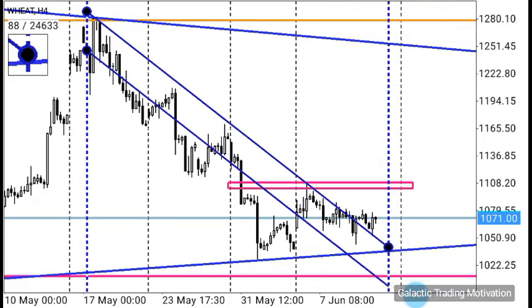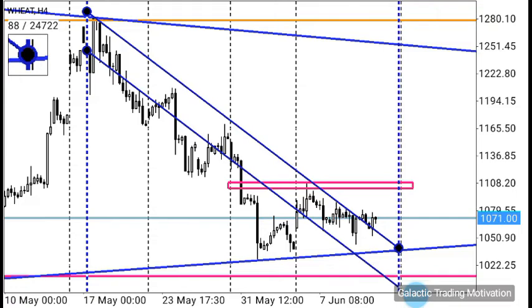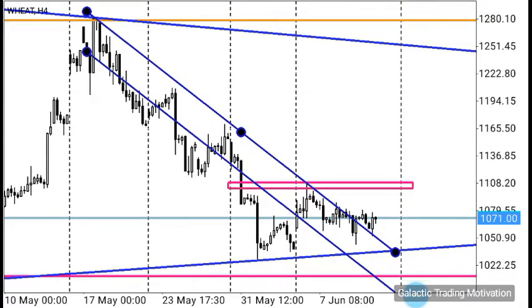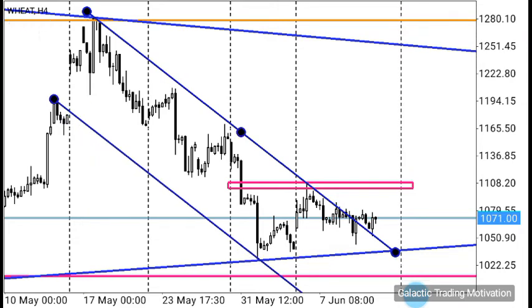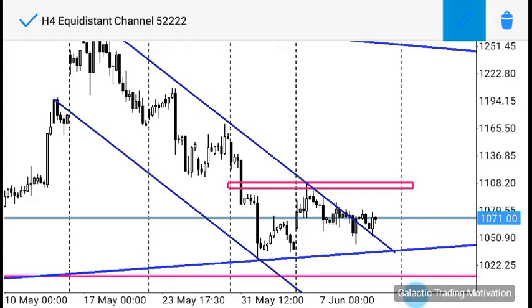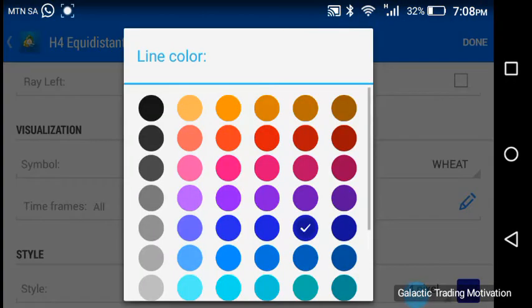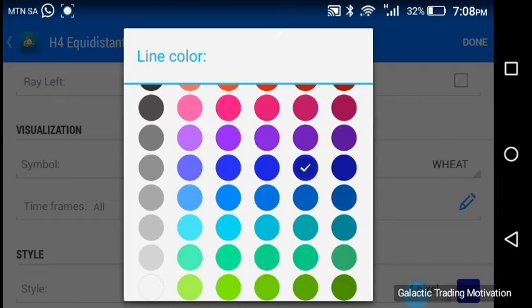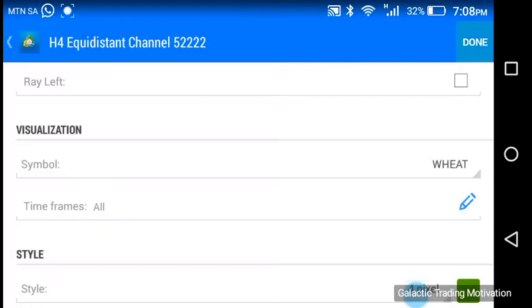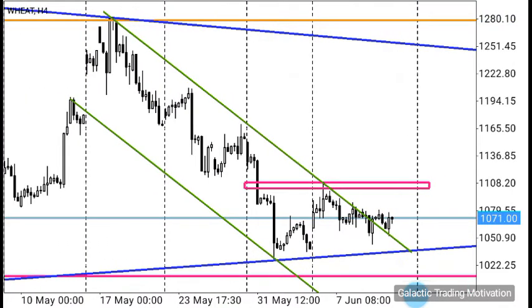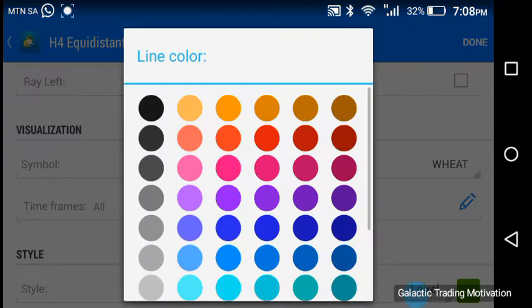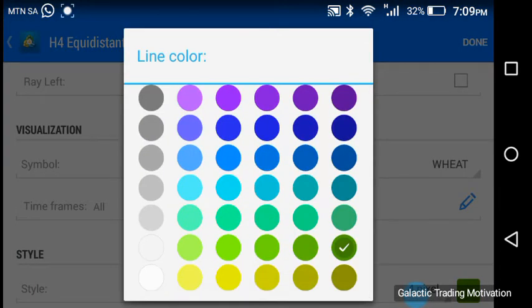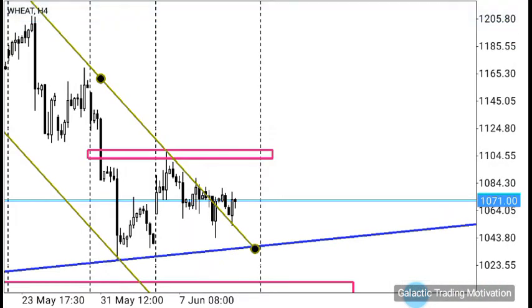I would add it in this manner. Just bear with me, guys. I'm going to make it a different color as well so that it stands out from the other trend line that we have, which we drew on the daily chart. There we go. Let me just make this a slightly darker color. Let's see. Go for this one. There we go.